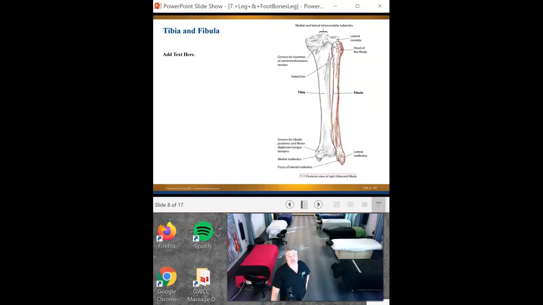Okay. This is a back view, a posterior view. Just think about stuff I want to tell you about. One of your hamstrings attaches back here. But here's what's really interesting. This is your medial malleolus, and there's a groove here for the tibialis posterior, the flexor digitorum longus, and the flexor hallucis longus.